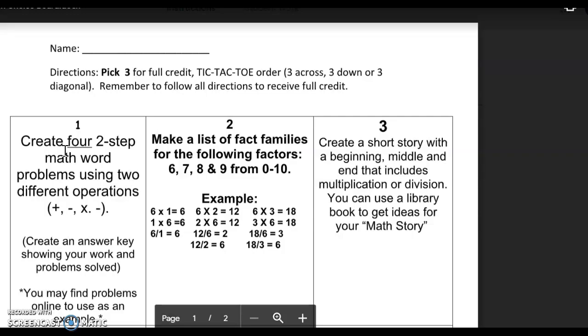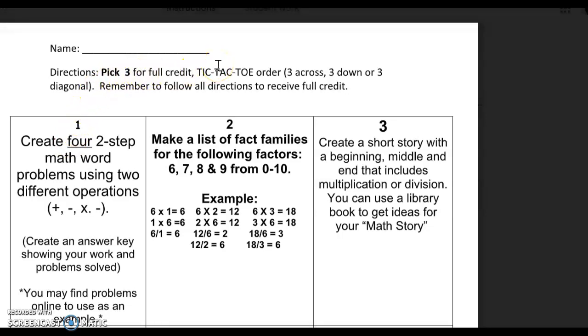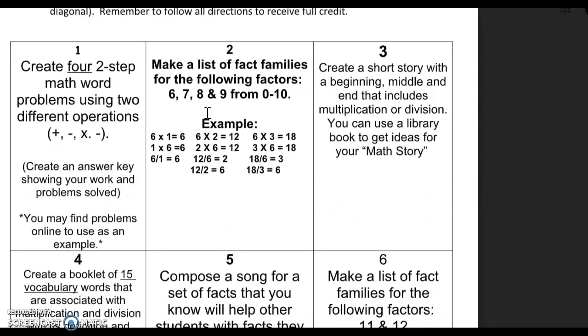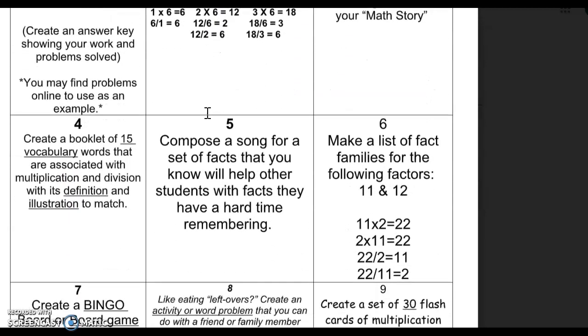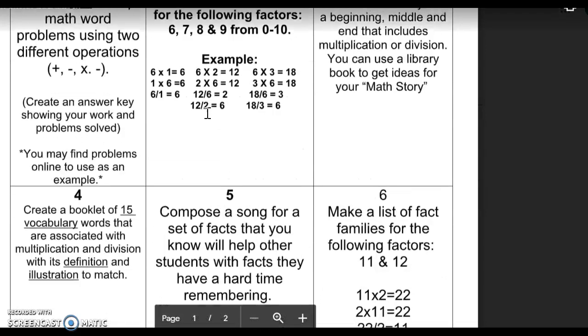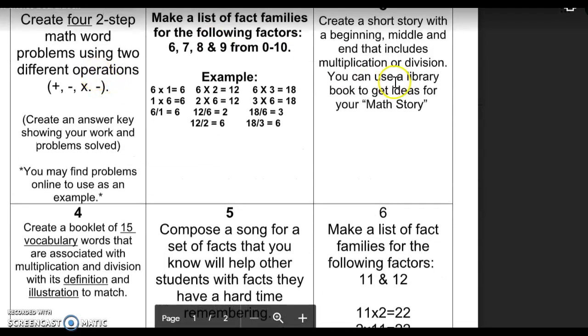And it looks like this. Now this is also in your packet as well. So here's how you complete this assignment. It says pick 3 for full credit in tic-tac-toe order. So I'm sure most of you have played tic-tac-toe. You either win by getting 3 across, 3 down, or 3 diagonally. So here are all of your options for your tic-tac-toe board. So you may choose basically one in each row.